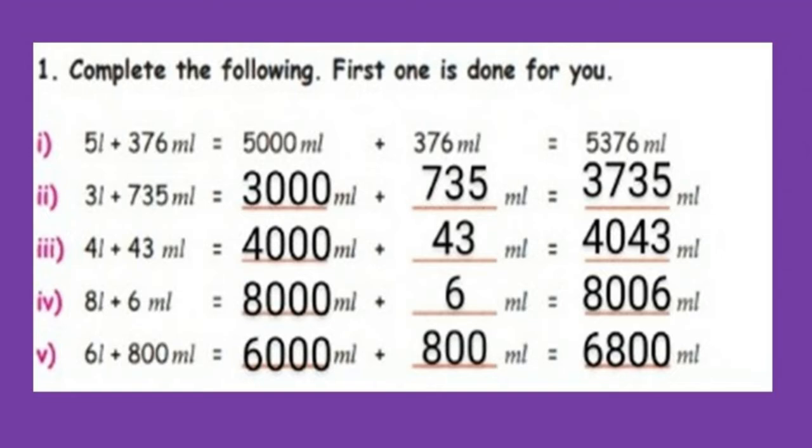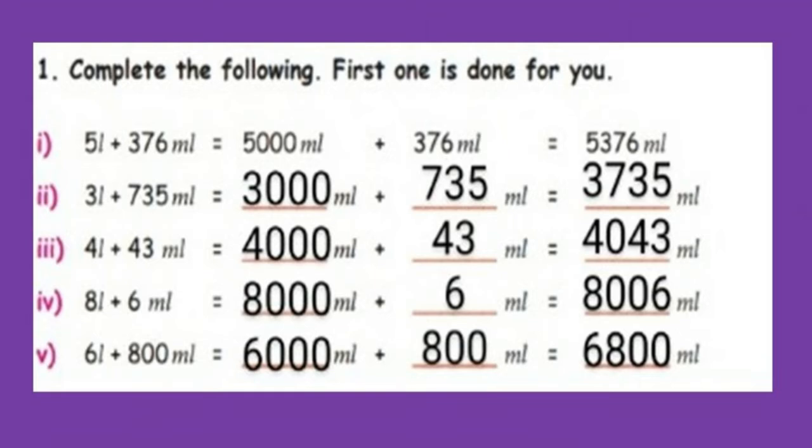Complete the following. 5 liter plus 376 milliliter is equal to 5000 milliliter plus 376 milliliter. In this problem, that 5 liter should be converted into milliliter. Then only we can add the numbers.